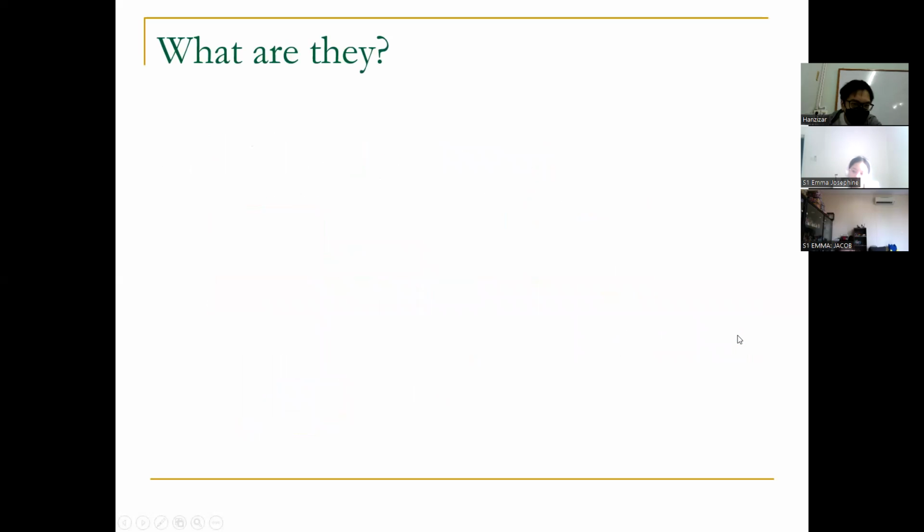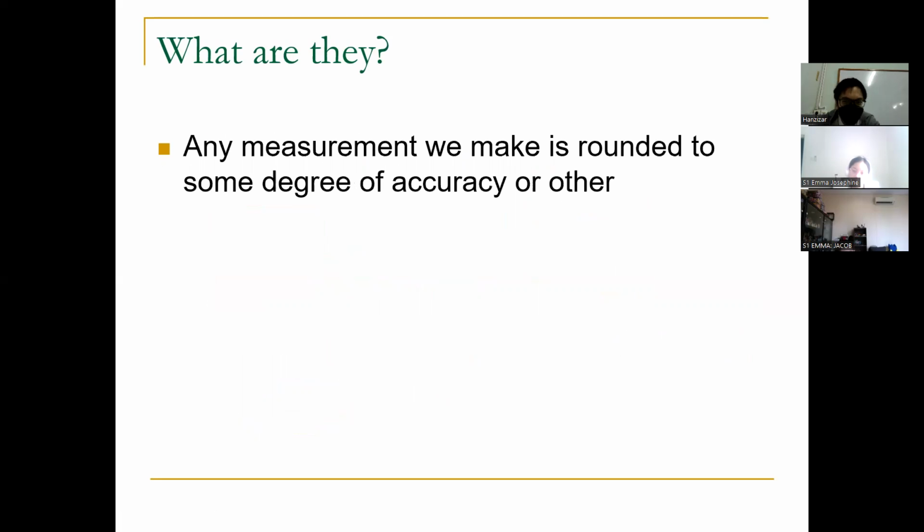Any measurement that we make is rounded to some degree of accuracy. So we have the degree of accuracy, the level of accuracy. You have no 100% accuracy, it's totally misleading. The accuracy might be 0.1 centimeter as given on the ruler, and we have more accurate tools. It is called the vernier caliper. Did you learn about that previously in science?